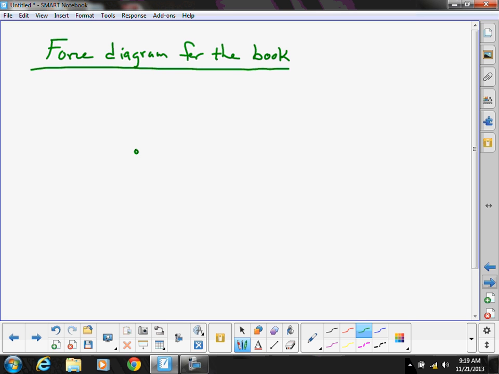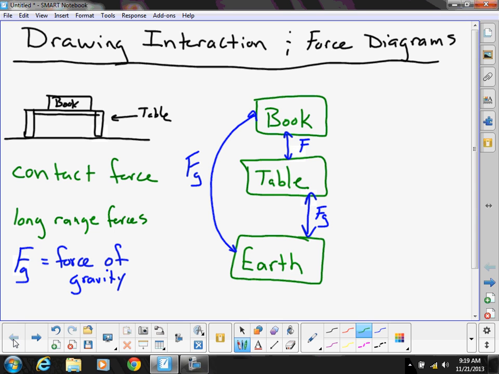So this dot is here to represent the center of mass for our object. And we'll just make a little square around it so that we know we're talking about this block, or about the book. Now, according to our interaction diagram here, if we look at the book, there's forces on it because of the table, and there's forces on it because of its interaction with the Earth.